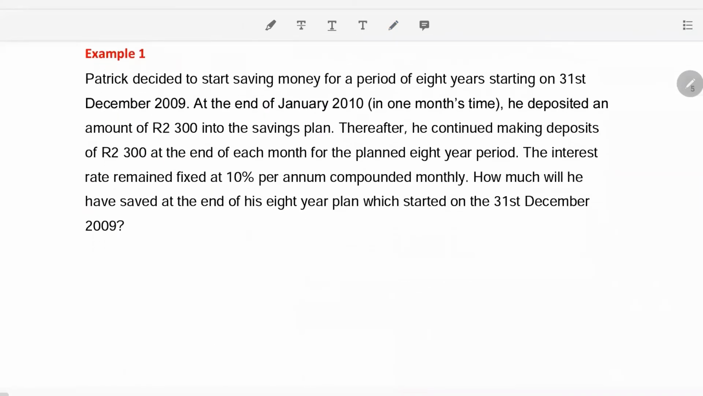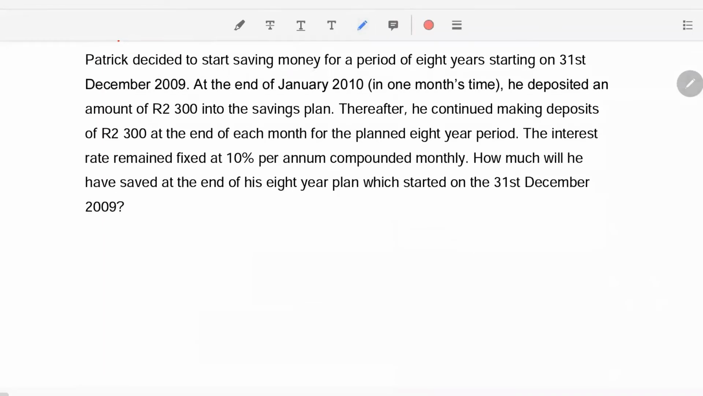So example 1: Peter decided to start saving money for a period of 8 years, starting on 31st December 2009. At the end of January 2010, in one month's time, he deposited an amount of 2,300. He made his decision on 31st December, but he took action at the end of January. So you need to be very careful: the date when a decision is made may not necessarily be the date when an action is effected. This person decided at the end of December, but then made the action of depositing 2,300 at the end of January.